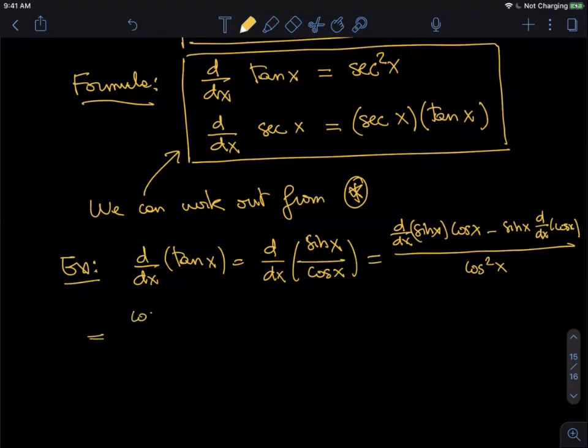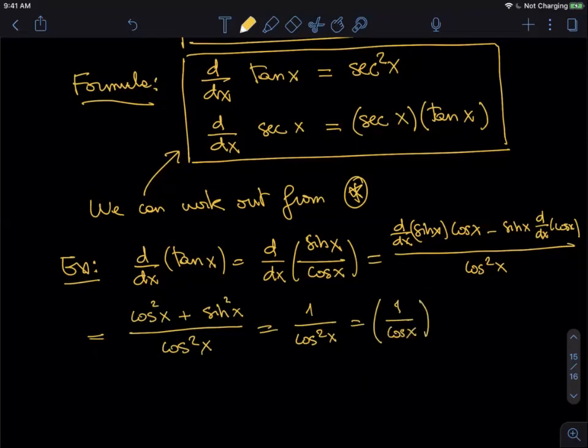So this is the cosine of x, the derivative of the sine is the cosine times the cosine is the cosine square, minus the sine of x, the derivative of the cosine is negative sine of x, so makes a sine square with a plus. And then divided by cosine square of x. Remember, the sine square plus the cosine square is equal to 1. So that is 1 over the cosine of x squared, and 1 over the cosine is the secant.